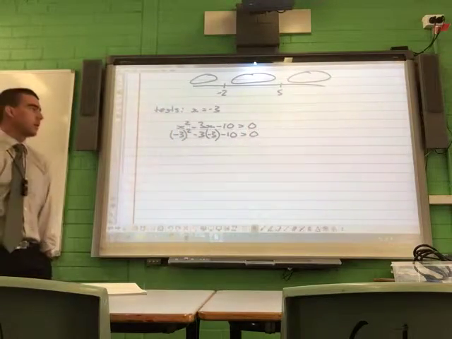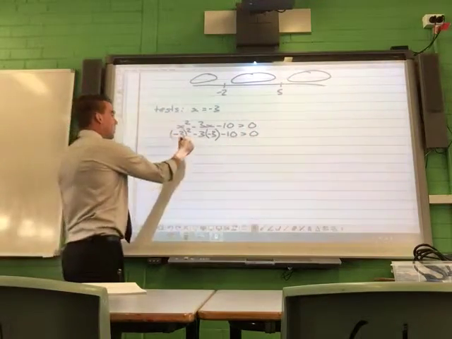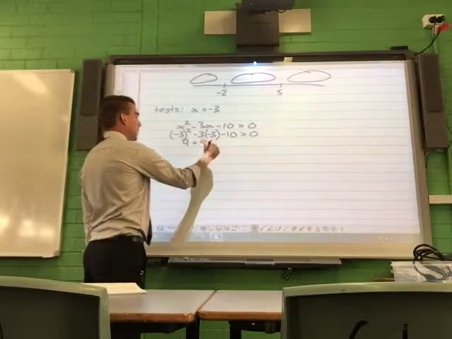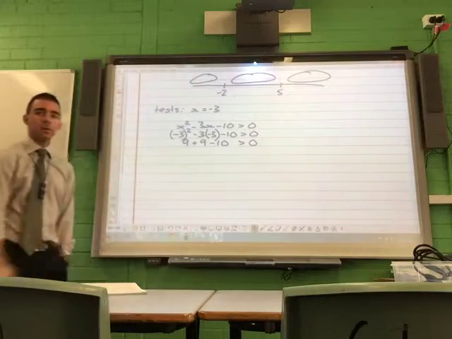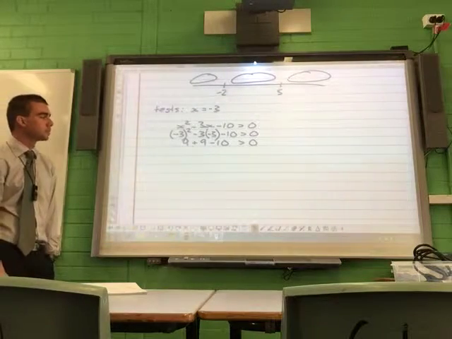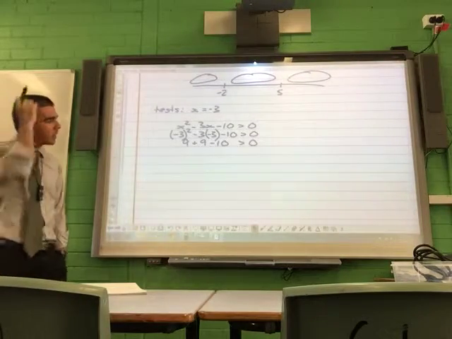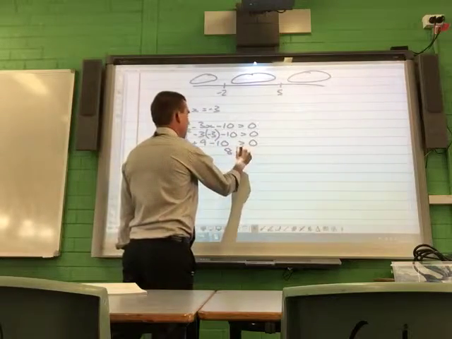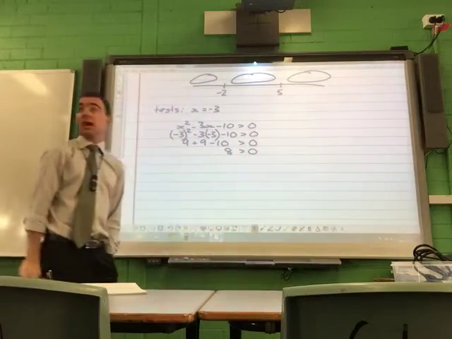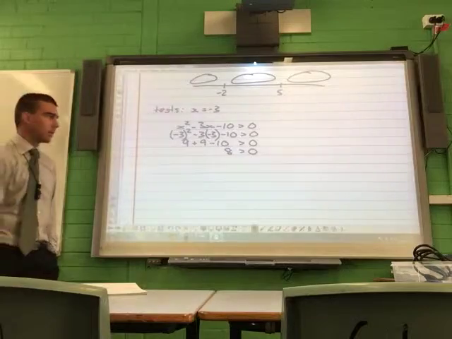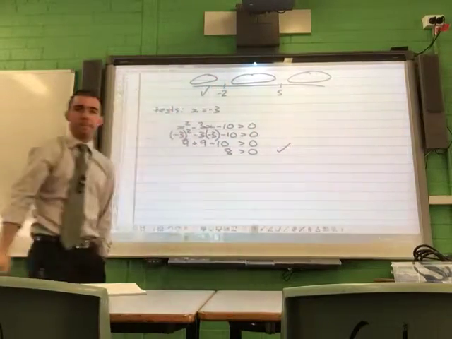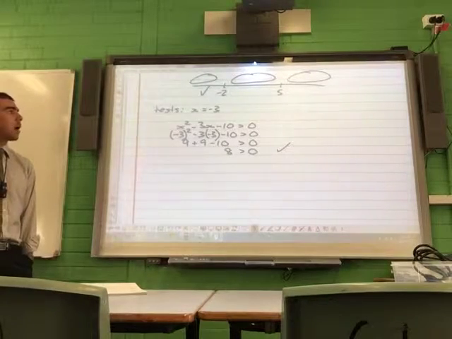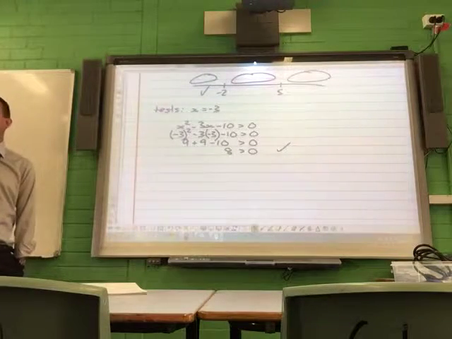So it is a positive number. 9 plus 9, take away 10, is greater than 0. After you consider your signs, you get 18, take away 10, which is 8, which is greater than 0. Is that a true inequality? Yes. So that means any point in this region works. So x will be less than -2.